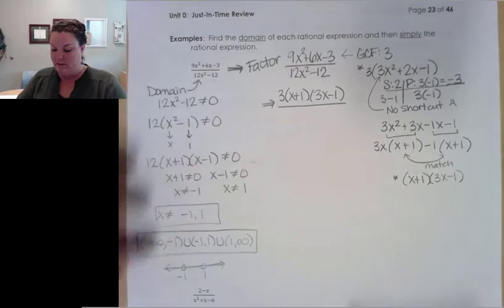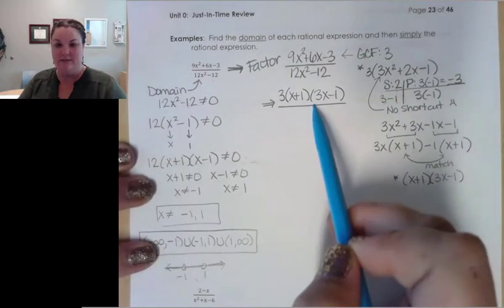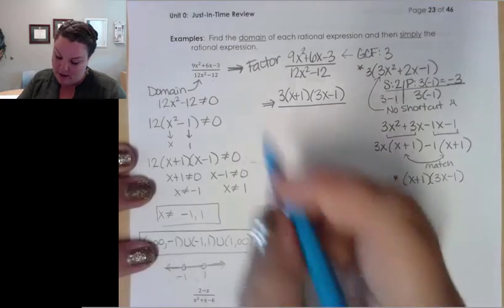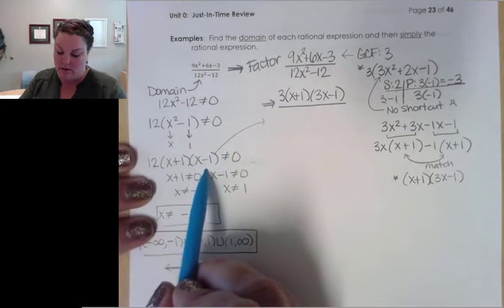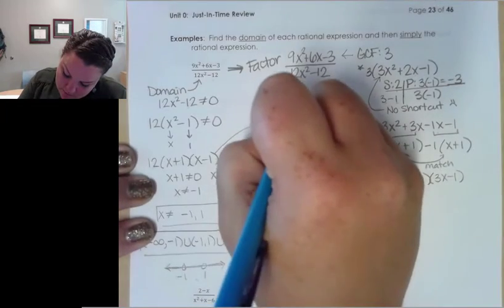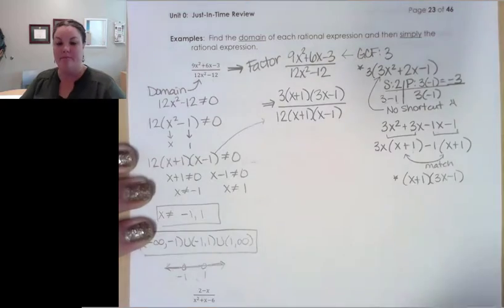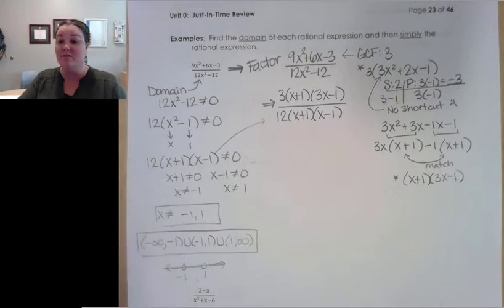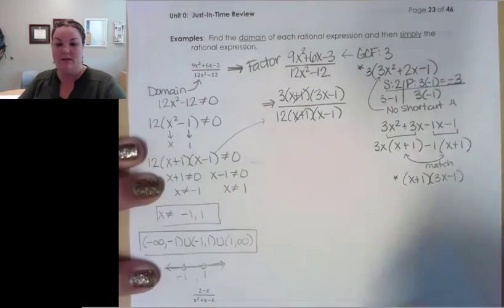Right? So we did all this work on the side here just to change the top part into its factored form. And then on bottom, we can use the factored form that we got when we were finding the domain. So we know this factors into 12 times x plus 1 times x minus 1. Okay. So now it's fully factored on top and bottom. All we have to do now is cancel common factors. So obviously we have the x plus 1s that will cancel.